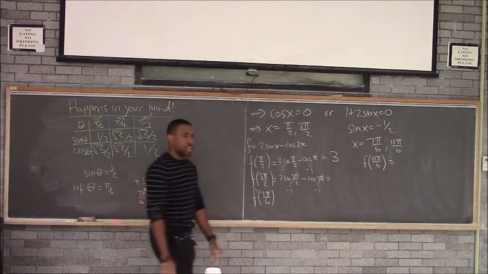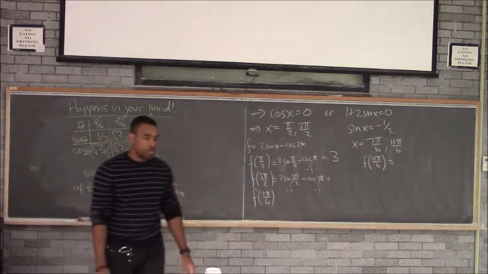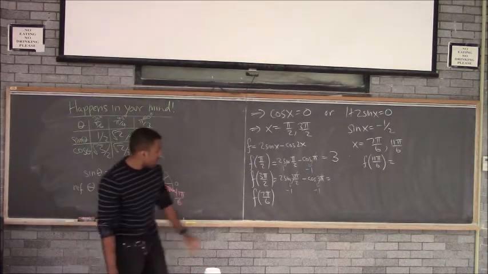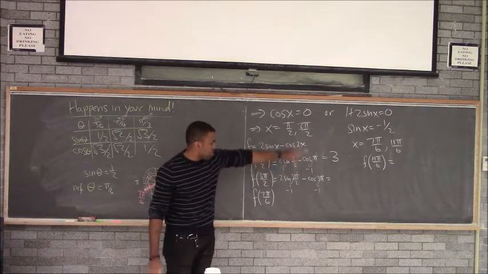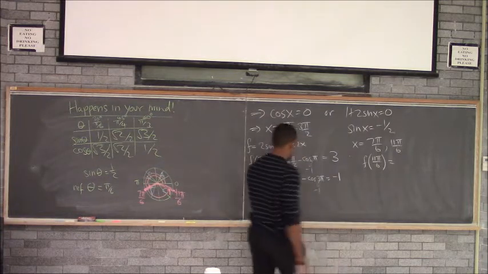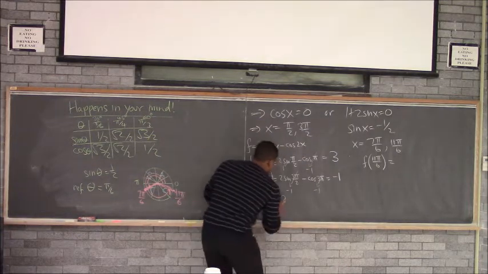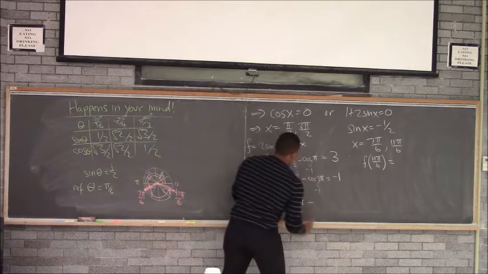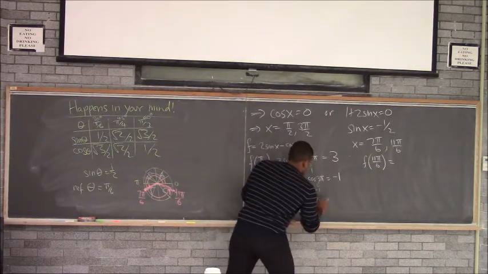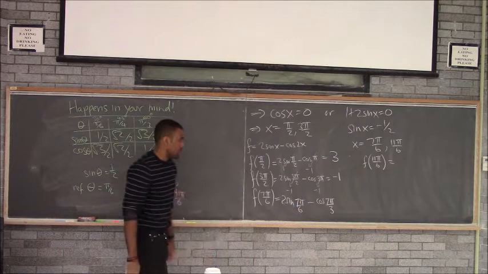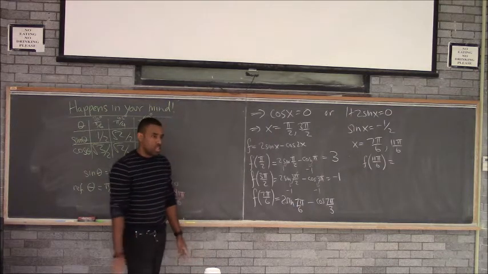Cosine hits -1 at all odd multiples of pi. It hits +1 at all even multiples of pi. You should know that. So here I have -2 minus a -1, which gives me -1. 7 pi over 6. We get 2 sine of 7 pi over 6 minus cosine of 7 pi over 3, because the 2 cancels the 2 in the denominator. Sine of 7 pi over 6.